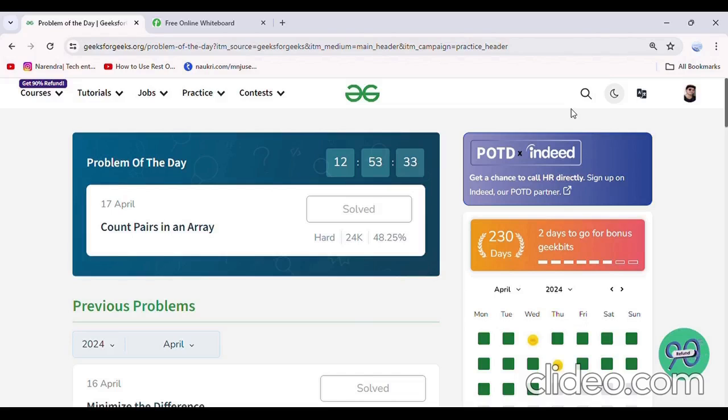Today we are going to solve the problem of the day in GeeksforGeeks. Today's problem is count pairs in an array. We have to count pairs in an array, and this is a hard level question. Guys, I am going to the question.